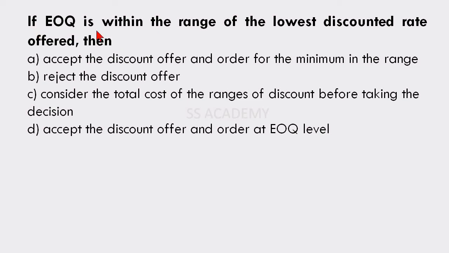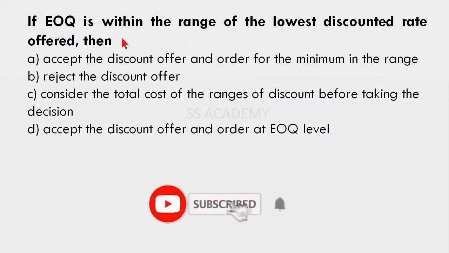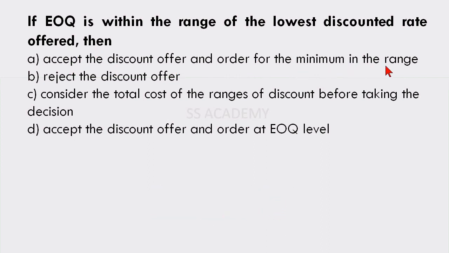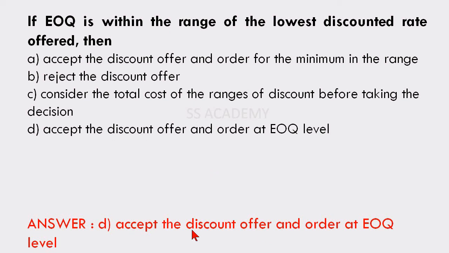Next question is, if EOQ is within the range of the lowest discounted rate offered, then accept the discount offer and order for the minimum in the range. Reject the discount offer. Consider the total cost of the range of the discount before taking the decision. Accept the discount offer and order at EOQ level. The answer is option D, accept the discount offer and order at EOQ level. If EOQ is within the range of the lowest discounted rate offered, then directly accept the discount offer and order at EOQ level.